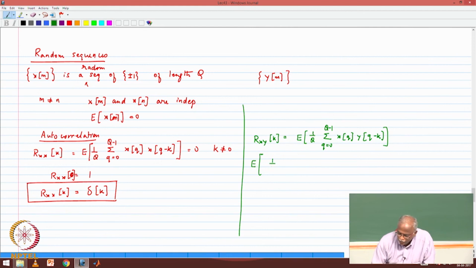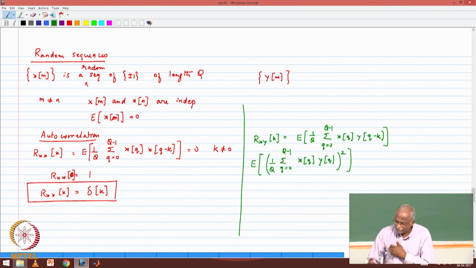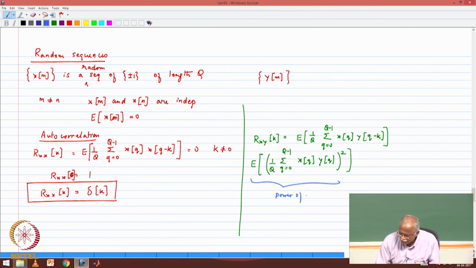So I want to look at 1 by Q summation q equal to 0 to Q minus 1 x of q y of q whole square. Basically I have taken q equal to k equal to 0, but again this is a useful form to say that this is the type of interference power. So this is going to be the power of the interference. It represents the interference power of the interference component in my decision statistic.